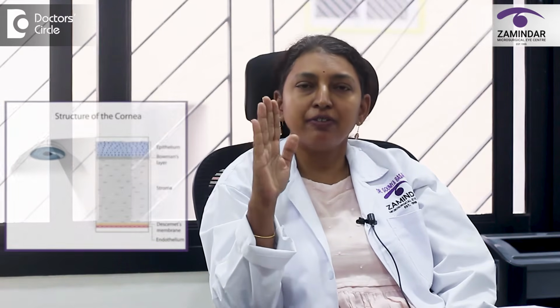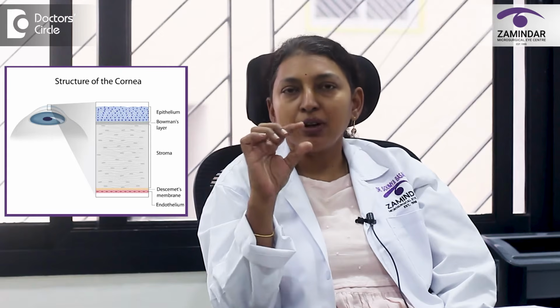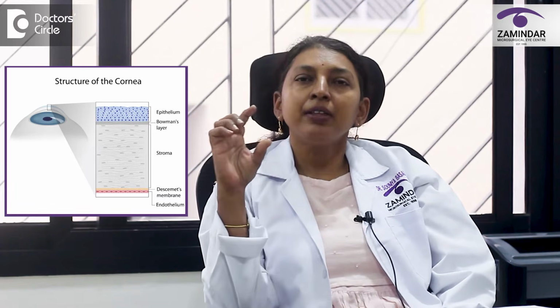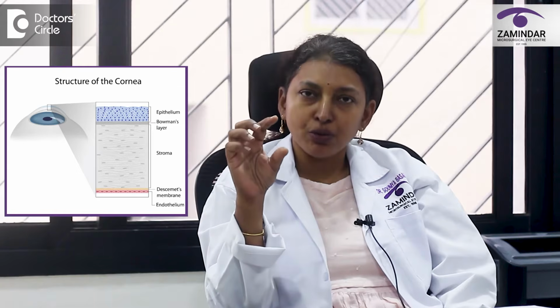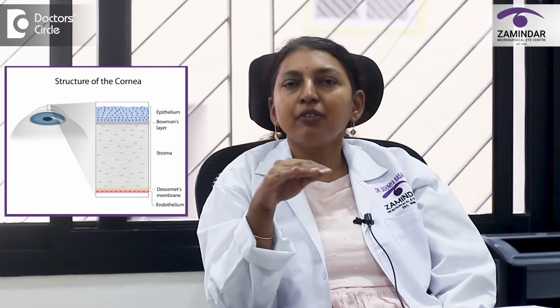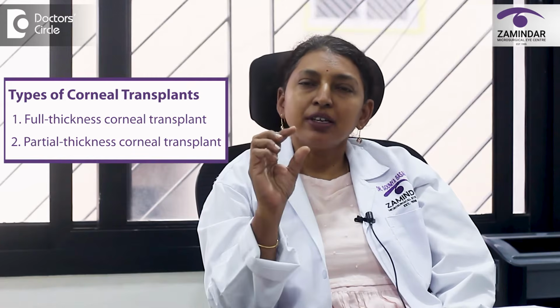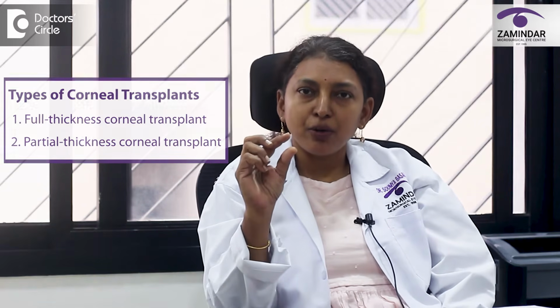If you go by the anatomic structure of the cornea, it has 5 layers. The topmost part is called the epithelium, where it rests on a basement membrane called the Bowman's layer. The bulk of the cornea is formed by the stroma. Then we have a Descemet's layer followed by the endothelium. Each layer can be grafted separately. There can be a full thickness graft or a partial thickness graft. Full thickness graft is called penetrating keratoplasty.